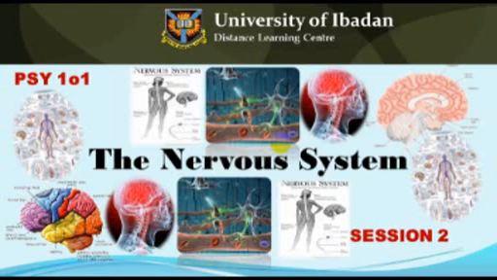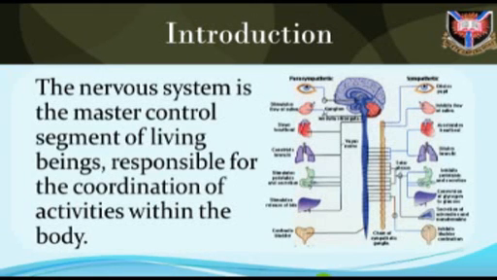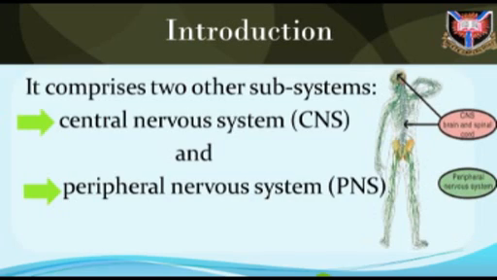Study Session 2. The Nervous System. Introduction. The nervous system is the master control segment of living beings. It is responsible for the coordination of activities within the body. The nervous system comprises two subsystems, the central nervous system and the peripheral nervous system, PNS.